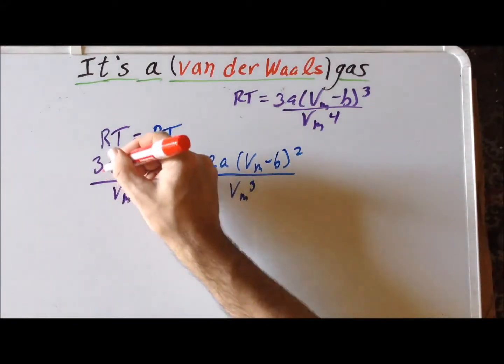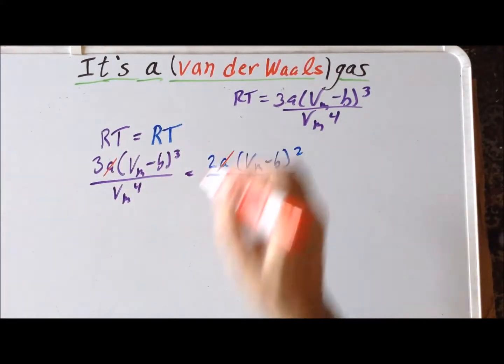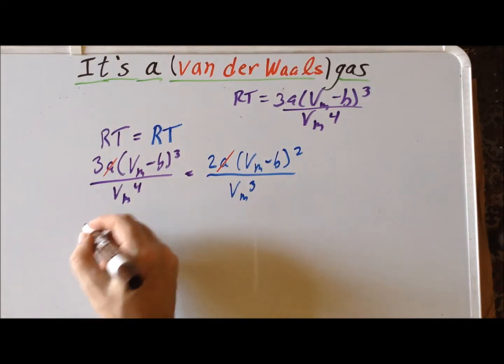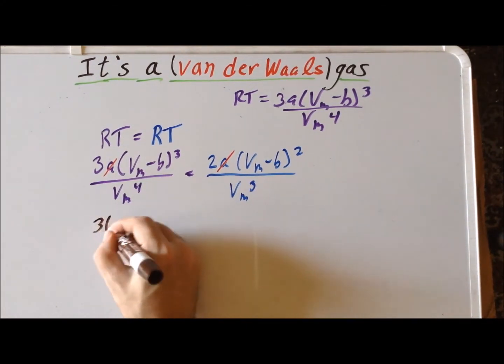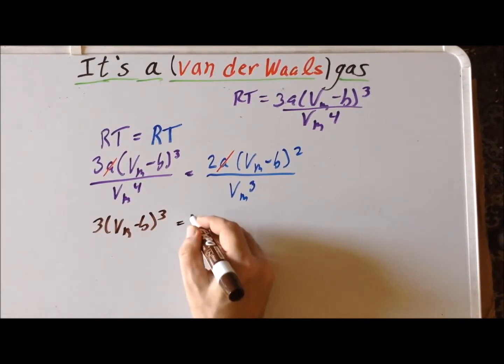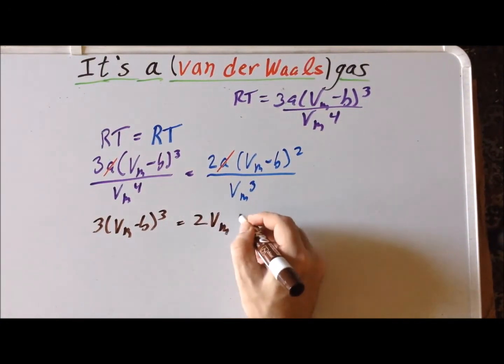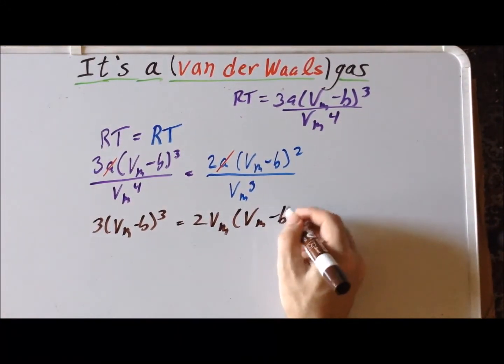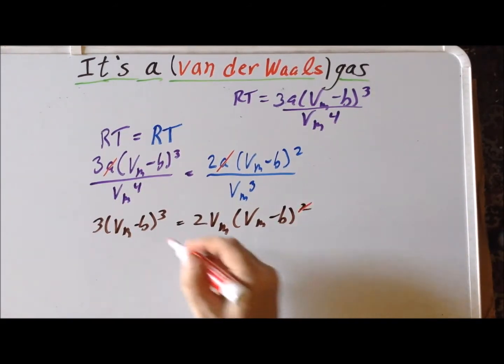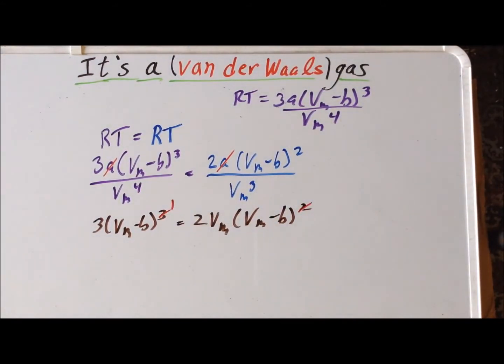We can cancel the a's from each side, so that particular constant drops out. And we can multiply each side of the equation by the molar volume to the fourth power. And that gives us, on the left-hand side, (V_m minus b) cubed equals 2 times the molar volume times (V_m minus b) squared. And then we can cancel the common factor from each side.